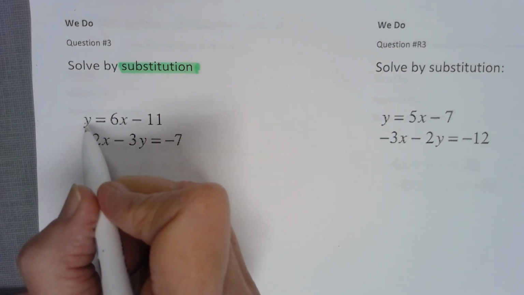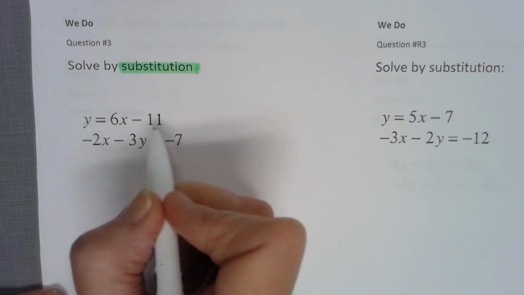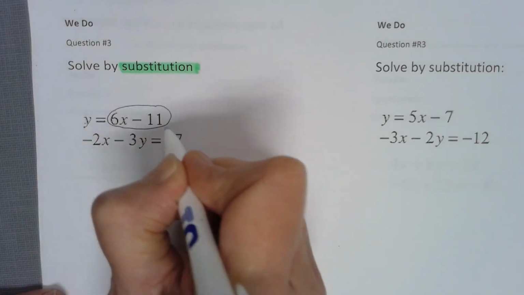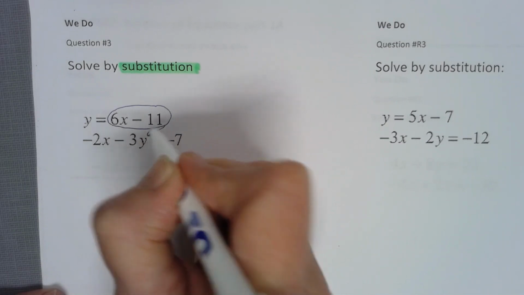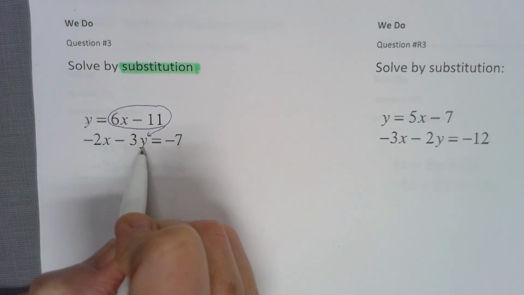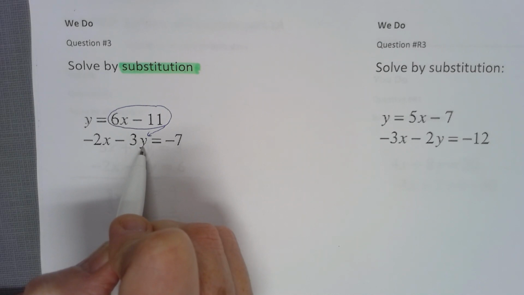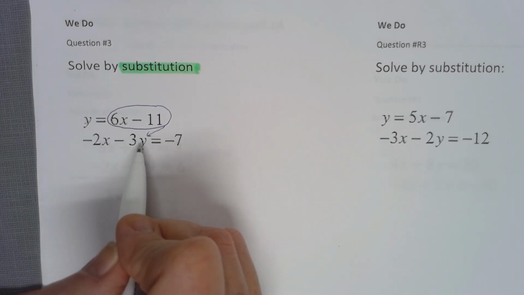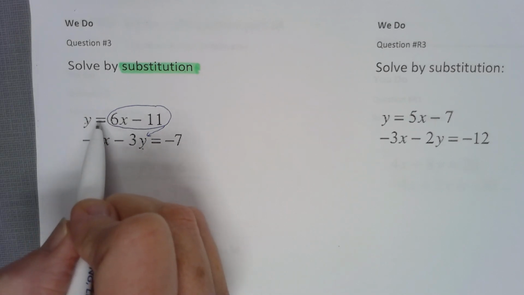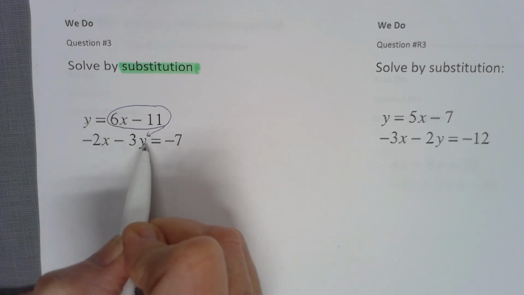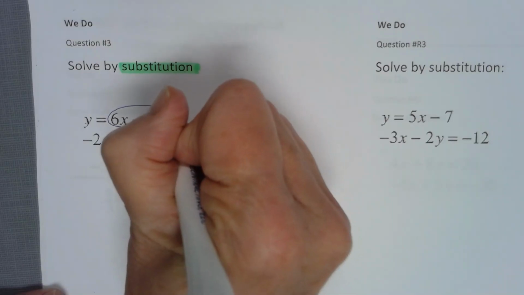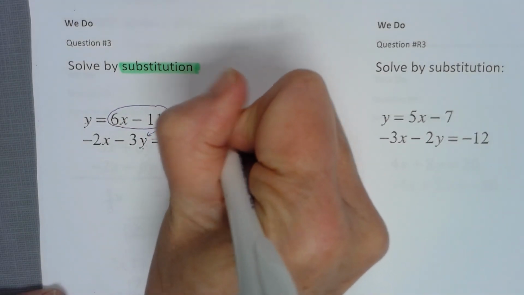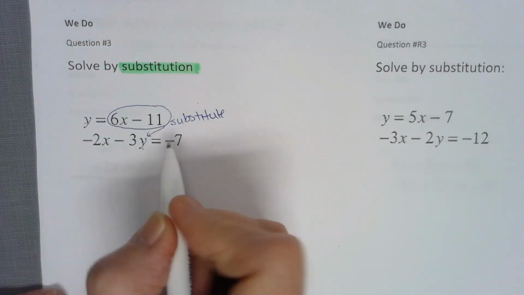So what I'm going to do is, since y equals this entire expression, I'm going to go ahead and circle that, and I am going to draw an arrow showing that it's going to be in place of this y. Why can I put this expression where the y is? Well, because it says y equals this expression. So I'm going to substitute that in. That's why the method is called substitution.